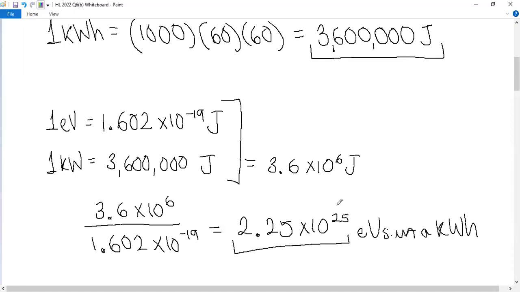And it makes sense that it's this massive number because I'm comparing things that are so totally different. Okay, so always do that little logical check at the end of your question. Does this make any sort of sense? So I have these tiny guys that are 10 to the minus 19, and I divided them into a massive 3,600,000 number. And that means that, of course, I'm going to have lots of them. So it takes an awful lot of electron volts to make up a kilowatt hour.